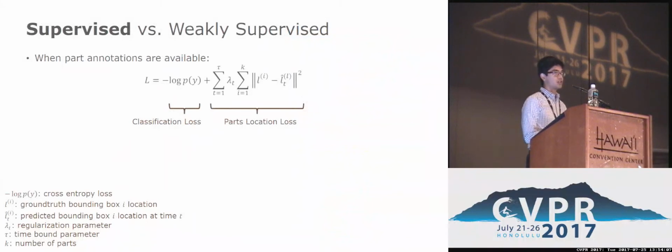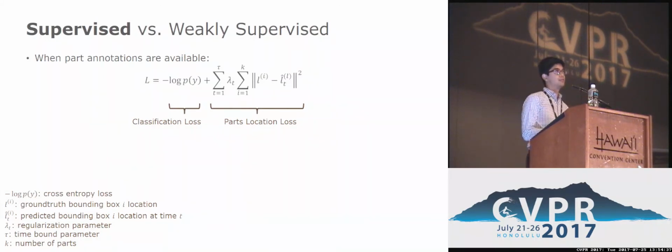Here we describe our loss function. We have a supervised loss function, and we also have a weakly supervised loss function. In the supervised case, when part annotations are available, we have two parts of our loss function. We have a classification loss. This is a usual cross-entropy loss. We only evaluate this loss on the final prediction of all the iterations. So here, it's the final prediction. And then we also have a parts location loss, which evaluates on each iteration.